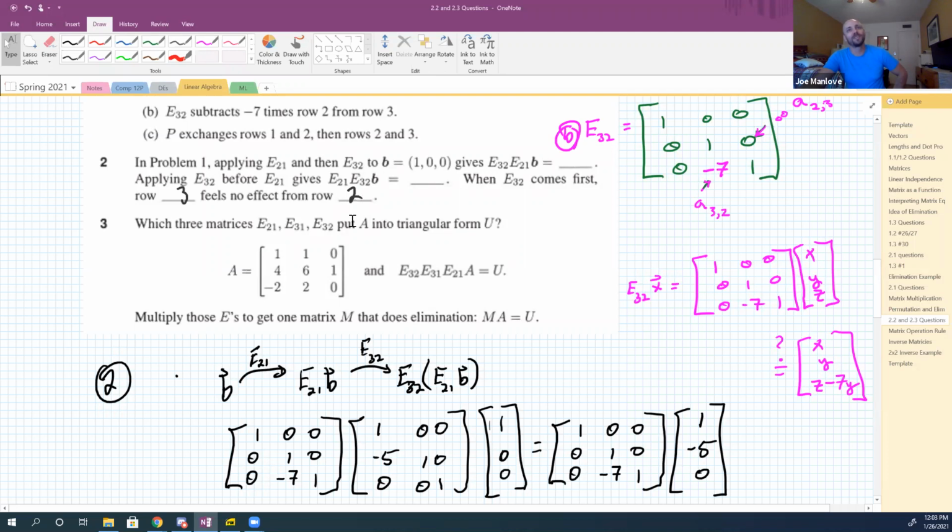The 3 matrices to put A into triangular form, that we might want to fiddle with in a separate problem. So let me pause the recording.